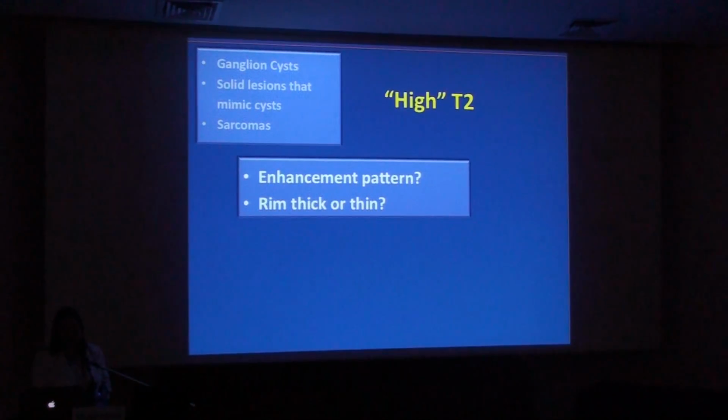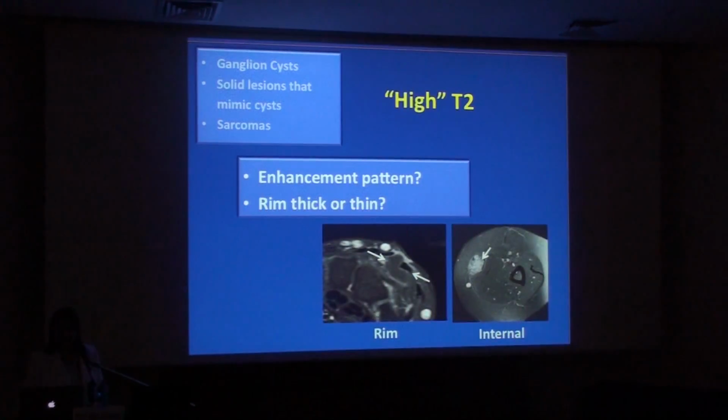You have to remember that solid lesions can mimic cysts, and certainly sarcomas can mimic cysts in that respect. So you want to look at the enhancement pattern. Is it a thin rim of enhancement, or is it internal enhancement, showing you that there's a solid component? And then is the rim thin or thick? To call something a simple cyst or a simple ganglion cyst, you want to see a thin rim.